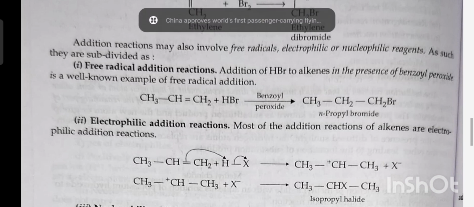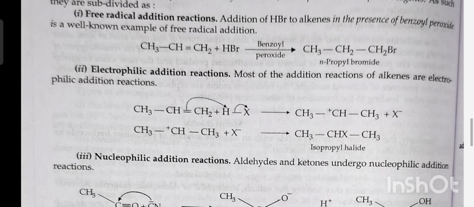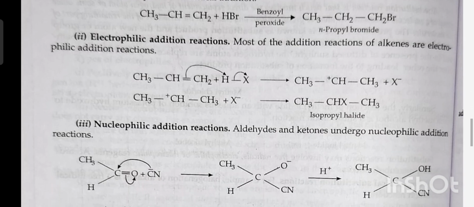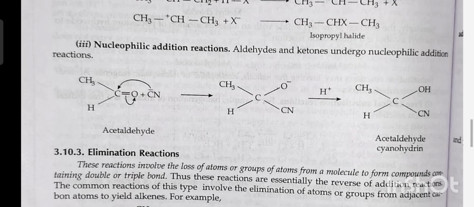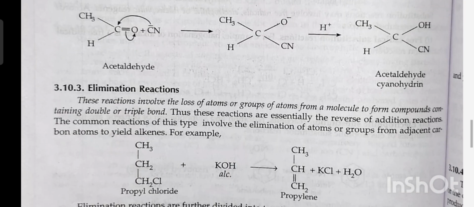Second, electrophilic addition reaction. Most addition reactions of alkenes are electrophilic reactions. Third, nucleophilic addition reaction. Aldehydes and ketones undergo nucleophilic addition reaction. Aldehyde plus CN negative is converted into cyanohydrin.